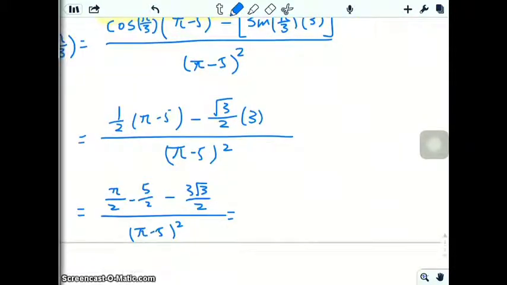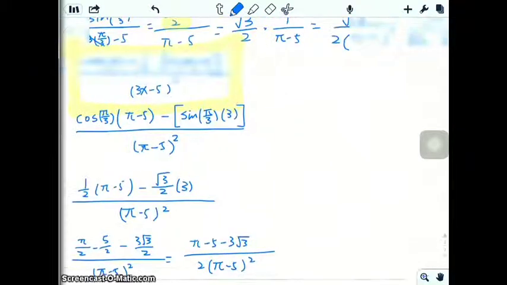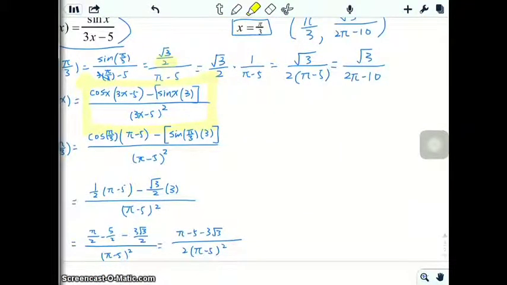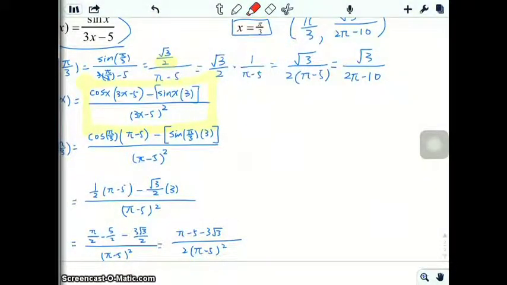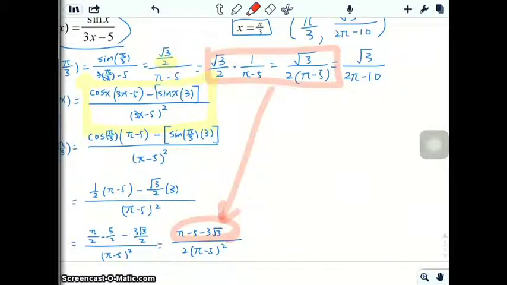We can actually simplify a lot. Since everything is over 2, I can just rewrite this as pi minus 5 minus 3 square root of 3, over 2 times pi minus 5 squared. Basically what I did here is exactly the same as what I did there. Now we can just leave it like that. It'll probably make your life a little easier, and you don't have to change so much.